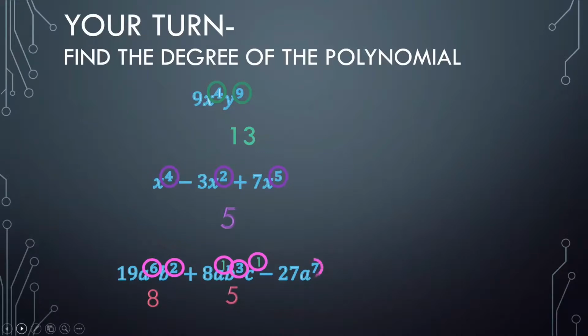This last one's pretty simple. There's only one variable with an exponent, and that is 7. But now you have 8, 5, and 7. So 8 is the degree of that trinomial.